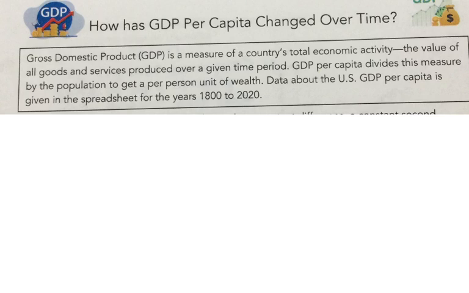Okay. So this is how we tell if the country's in recession or not. If you have two consecutive quarters where the GDP is decreased, that's called a recession. So this is a measure for how well our economy is doing. And that's what they're saying here. It's a measure of the country's total economic activity, the value of all goods and services produced over a given time period. GDP per capita divides this measure by the population to get a per person unit of wealth. Data about the U.S. GDP per capita is given in the spreadsheet for the years 1800 to 2020.